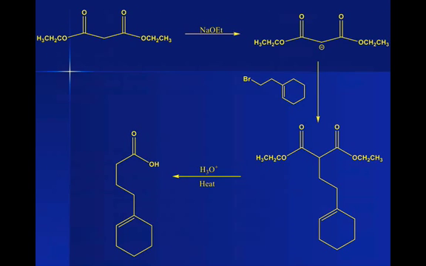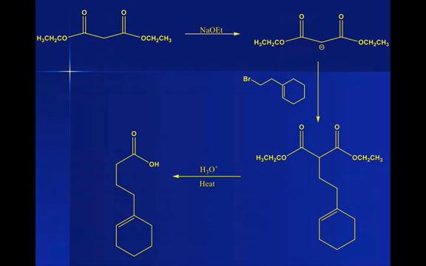So let's look at an example. This is an example similar to one that we've actually done in the lab. So you start off with diethyl malonate, which is dirt cheap, by the way. You pay more to ship it to you than it costs, which always kind of frustrates you, but it's cheap.